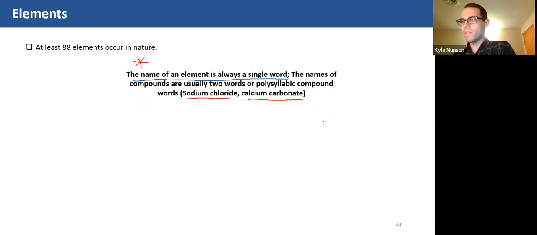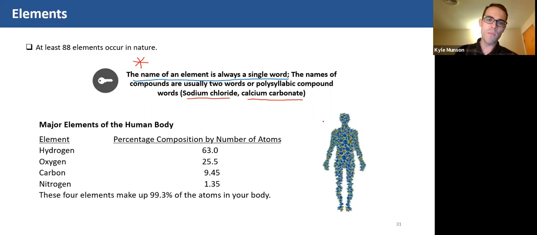So let me just turn my page here. That's just a key that we should know. Here are the major elements of the human body, okay? These four elements, hydrogen, oxygen, carbon, and nitrogen, make up 99.3% of the atoms in our body. That's just a fun little fact that you can share with people to impress them, or at trivia night, maybe that will come in handy and you'll win the day. No idea, but it's quite amazing that most of our human body is made up of just four elements.